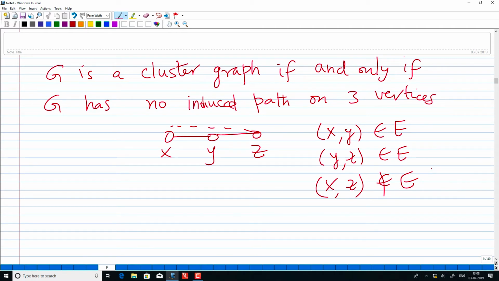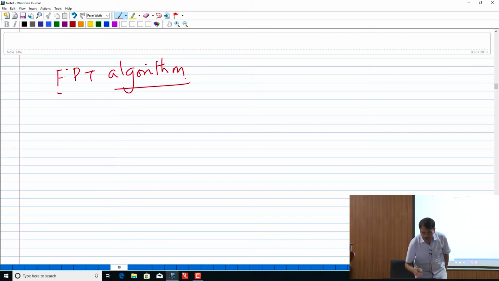Now, let us see how I can use this to design an algorithm of the type I want. Okay. So, I am going to call it the FPT algorithm. Remember, FPT means fixed parameter tractable, which means it is of the type some f of k times polynomial in n. Okay. And the problem again, you are given an arbitrary graph and I am asking, can you delete k vertices to make it a cluster graph? Okay. So, the algorithm, step 1. Check if G is a cluster graph.